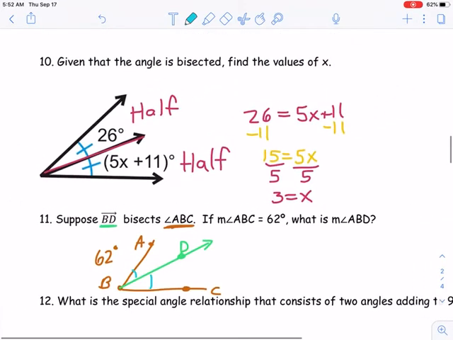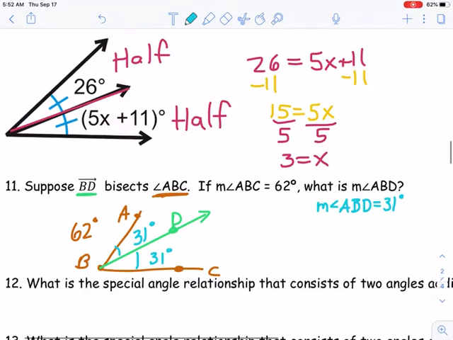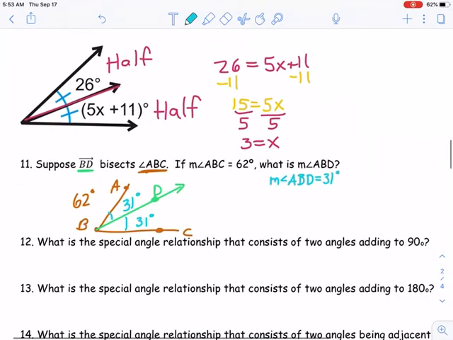Alright. So it says, let's measure angle ABD. Well, it's just half. It's 31 degrees. And this one also happens to be 31 degrees. So the measure of angle ABD is 31 degrees. So it helps us to draw a picture a lot. It helps visualize what information I have and what information I need. Without a picture, you can do this problem, but it's a lot more difficult. That's why we have to be good at drawing pictures. It's setting us up for success for the whole school year.